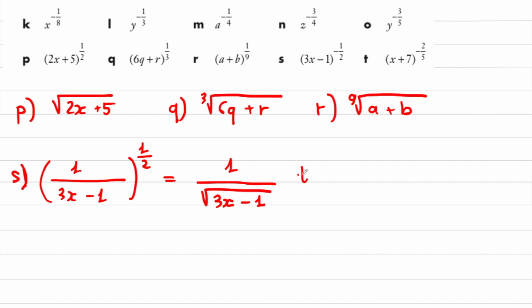About t here, yes, you will got 1 over x plus 7, and the power number will be 2 over 5.